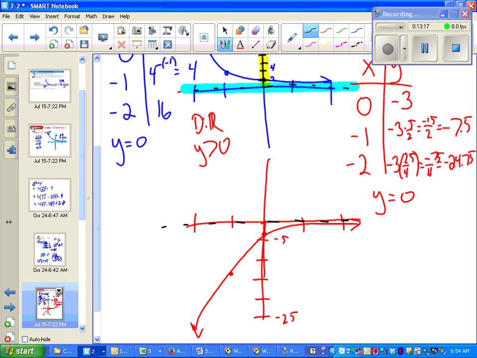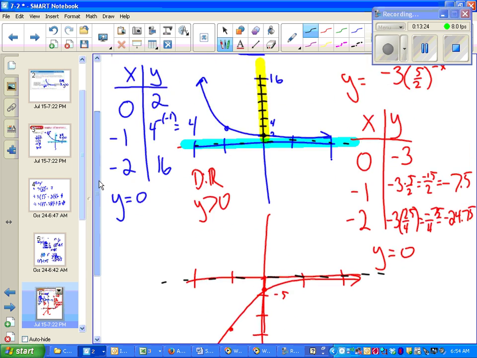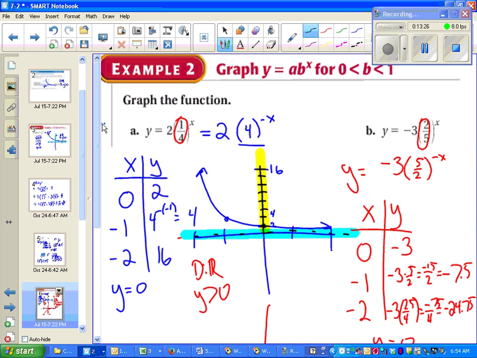You should be able to look at the original problem and tell me why this whole thing flipped upside down. If you decided it flipped upside down because of the negative, you're right.